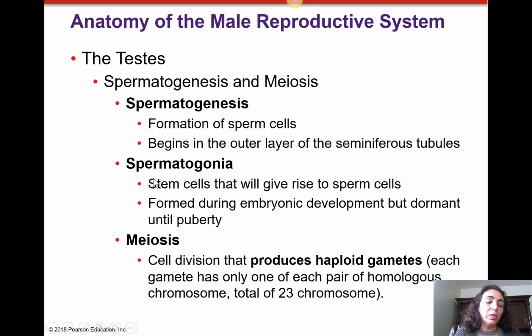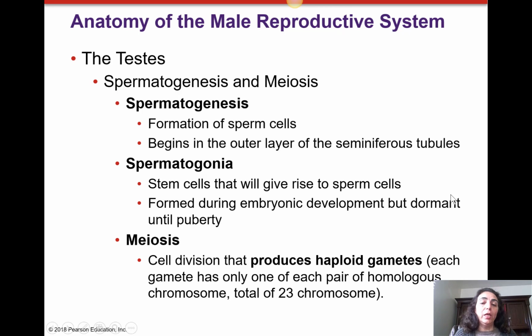When we say stem cells, what does it mean? It means that it is able to produce more and more cells, and it is able to differentiate and develop into the other types of cells, right? Now, these spermatogonia form during embryonic development. So before the baby is born, it already has these inside of the testes.